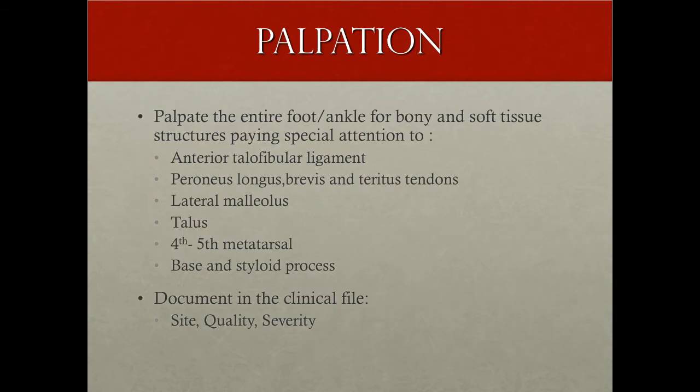We'll then work on palpating both soft tissue and bony. You need to palpate the entire foot and ankle, but want to pay special attention to the items on our differential list: the anterior talofibular ligament, peroneus longus and brevis, possibly peroneus tertius tendons, the lateral malleolus, the talus, the fourth and fifth metatarsals, styloid processes, and the base of the fourth and fifth. In the file, under palpation, we need to document if there is any pain, swelling, redness, temperature changes in terms of the site, what the quality would be, and if so, how severe is the pain on the areas that we may find.